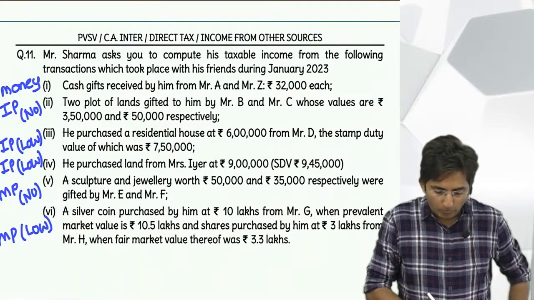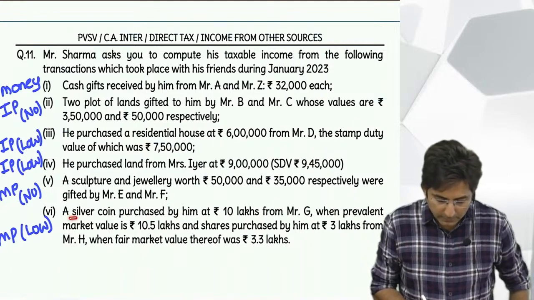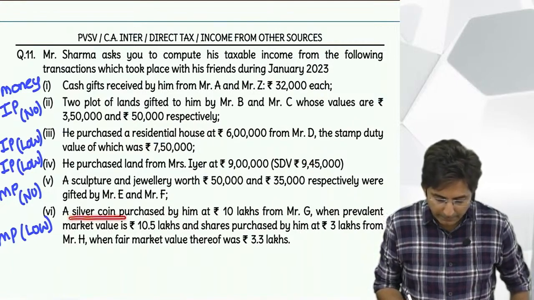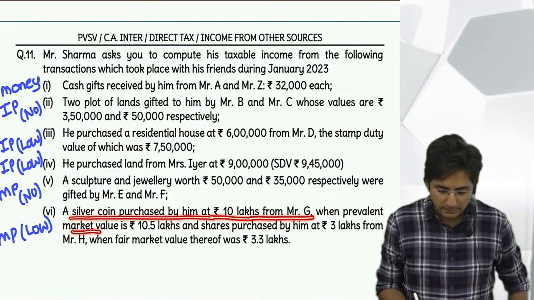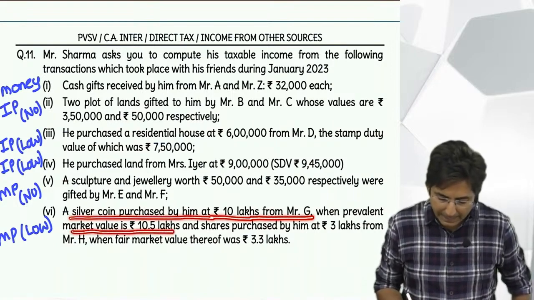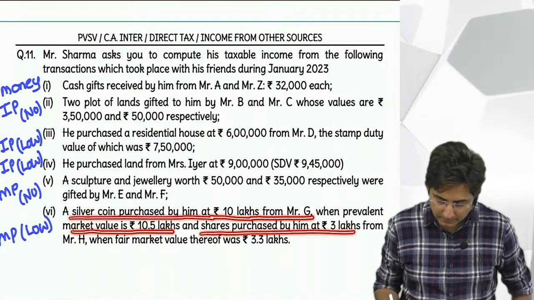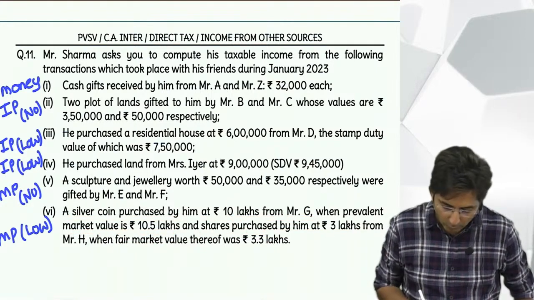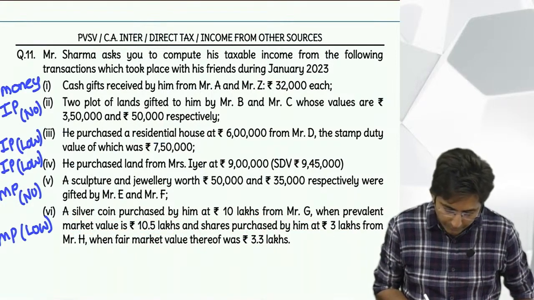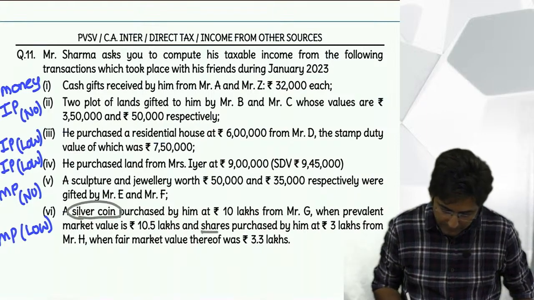Movable property, low price. Read what is given. Silver coin purchased by him at 10 lakhs from G when the prevalent market value was 10.5 lakhs, and shares purchased by him at 3 lakhs from H where the market value was this much. So there are two things here. Look, silver coin, shares.